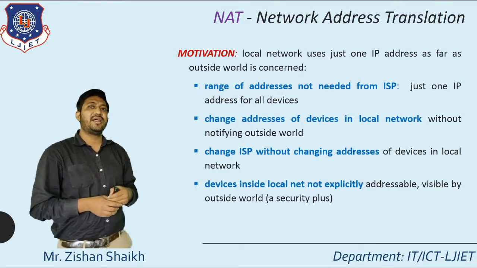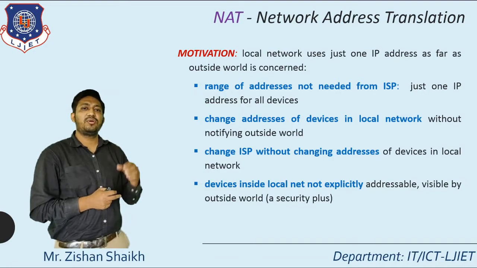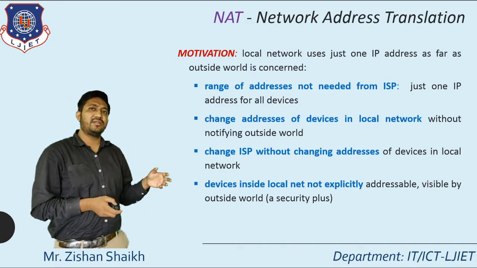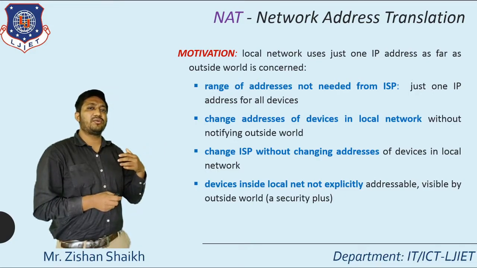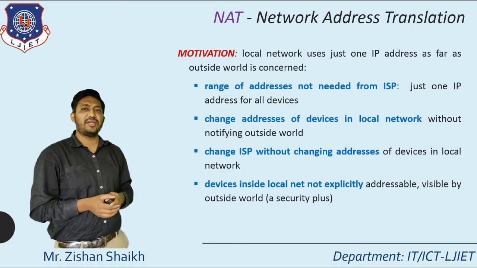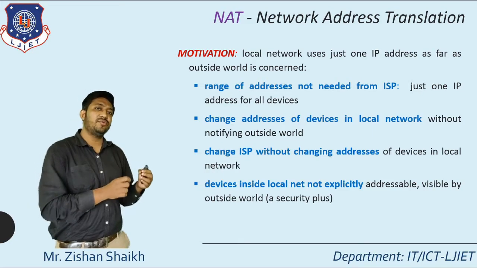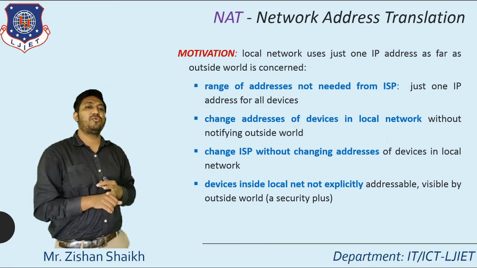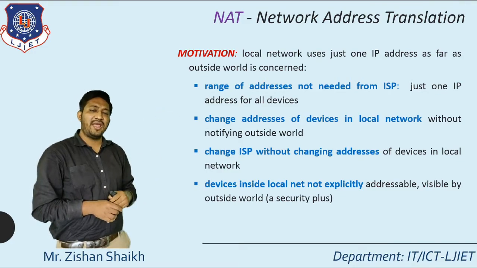The first advantage is that a range of addresses is not needed from the ISP. Suppose we have an organization with a number of devices. From the ISP we have to purchase only one public IP, and we assign private IP addresses to the organization's devices. When traffic moves from inside to outside the organization, that IP is converted with the help of NAT. This is our aim, how we can reduce the number of IP addresses. This is its biggest advantage, and whatever problems occur in terms of the number of IPs are helped by the NAT protocol.